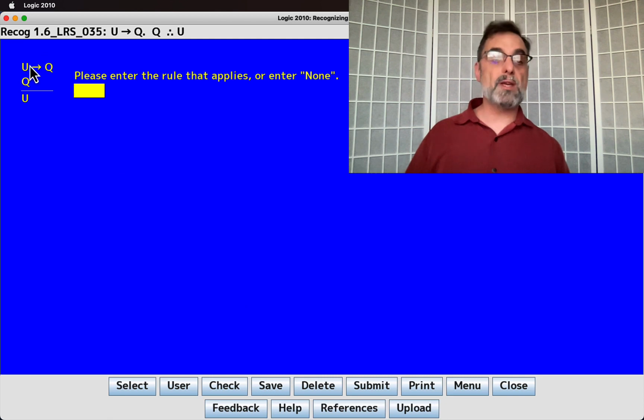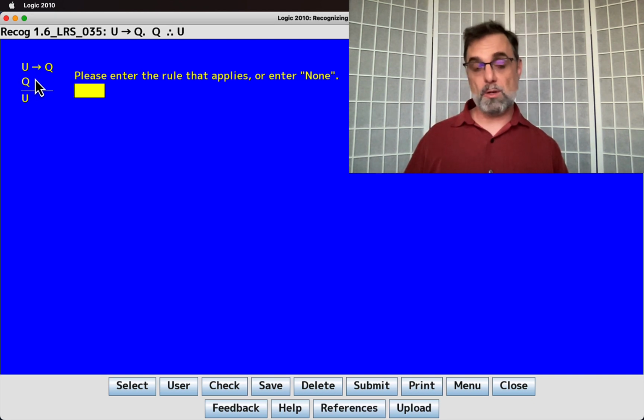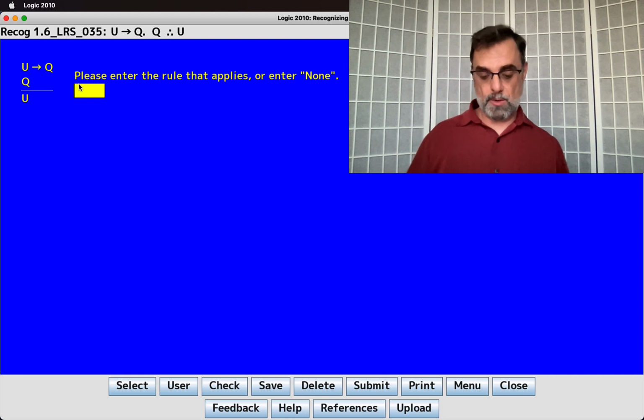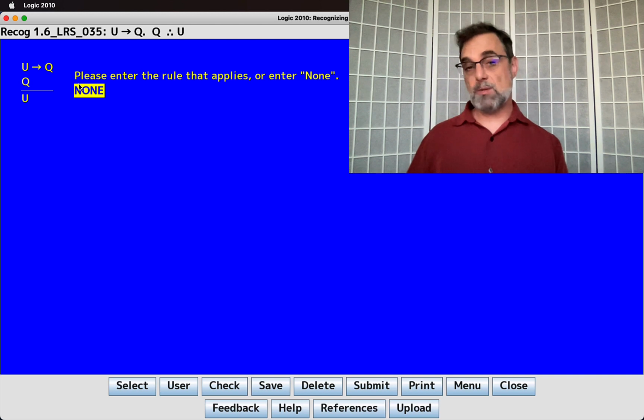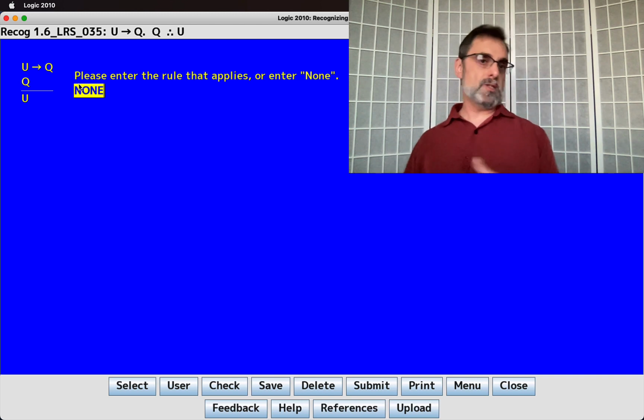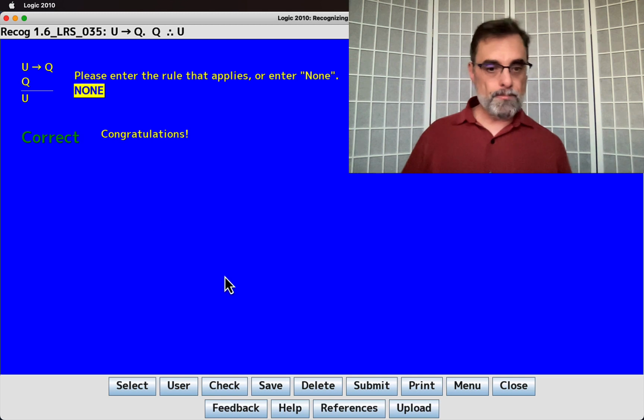Here we have another argument. In this case, we have a premise that's a conditional, U arrow Q. And now we look at the rest of the argument, and we see, well, the premise is Q, that's the consequent of the conditional, and the conclusion is U, that's the antecedent of the conditional. So in this case, modus ponens does not apply, because what we need for modus ponens is a conditional premise, and then the other premise should be the antecedent of the conditional, the first part of the conditional, but it's not. So we don't have a conditional and the antecedent as premises, and so this is not an application of modus ponens. We don't know any other rules, so we're going to say none, and in fact, that's correct.